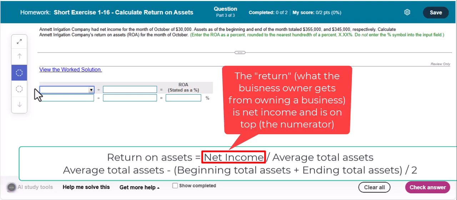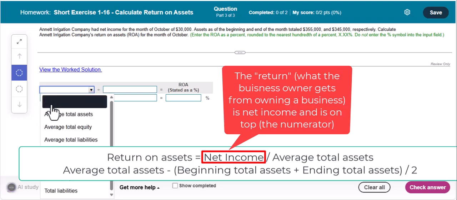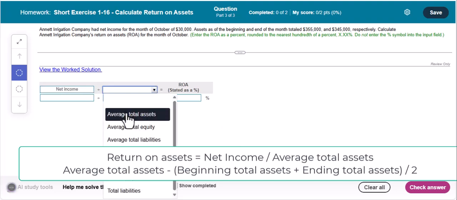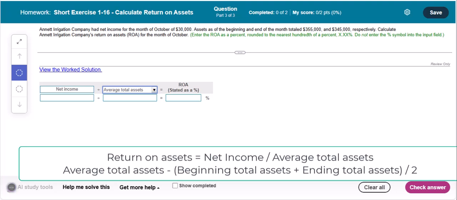What does the owner get in return for having business? So that is net income. So net income will come first here. It will be on top. And then it's a return on what? A return on assets. So we use the average total assets in this case. So the change of assets throughout the year, or in this case, just through the month.